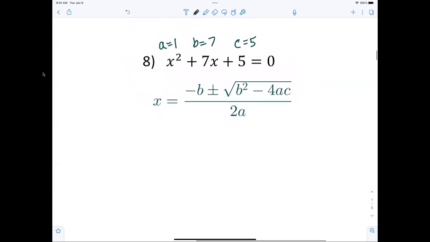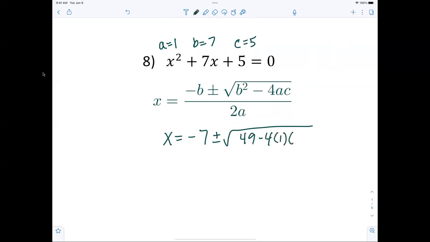So the opposite of B, what's the opposite of B? Yes, negative 7, plus or minus. What's 7 squared? 49 minus 4 times 1 times 5, all over 2. Anybody have any questions with that? Come on now, everybody can do that.